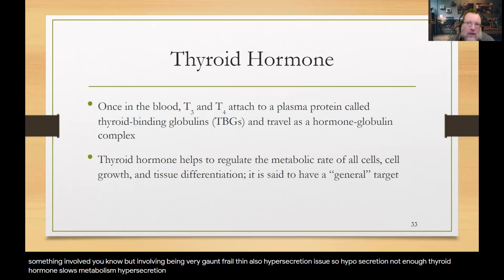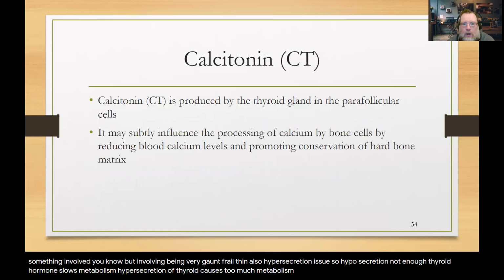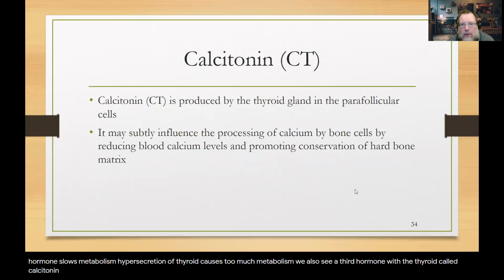Hypersecretion of thyroid causes too much metabolism. We also see a third hormone with the thyroid called calcitonin. That's going to enable bone cells to absorb calcium from the blood.